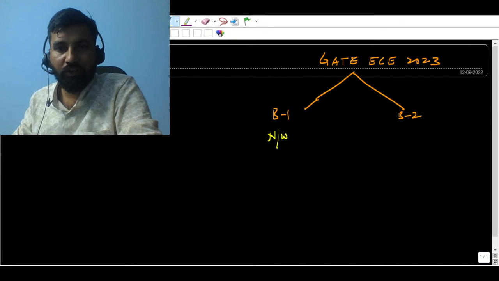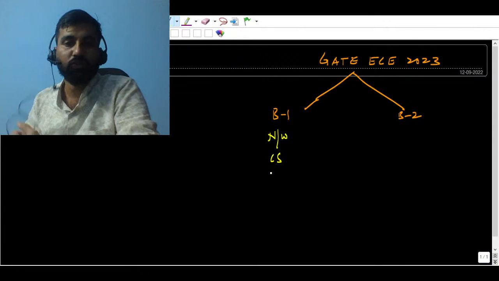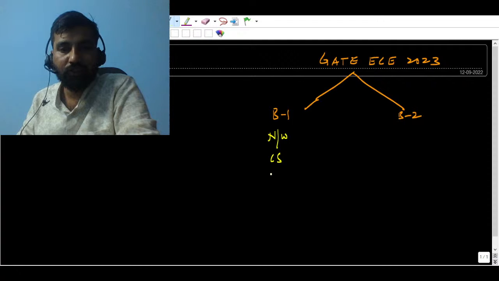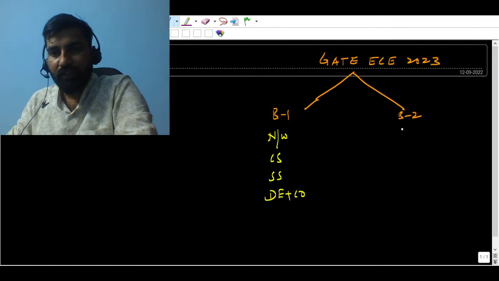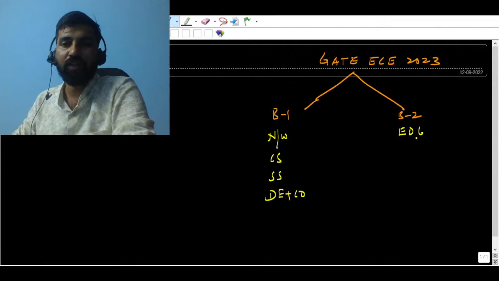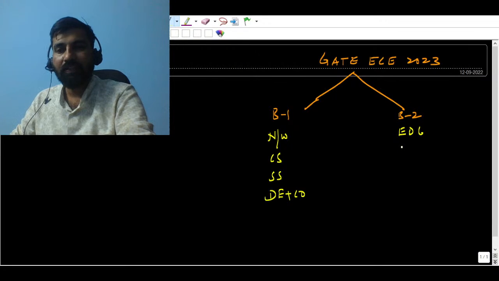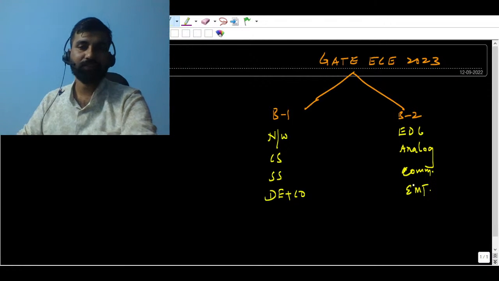your network theory, your control system, you can say TS, control system, and then your signals and systems, and then digital, you can say digital electronics plus CO. And in block 2, I always keep my favorites, what I have been dealing with since many years: EDC, analog and communication, and EMT, you can say electromagnetics, right?